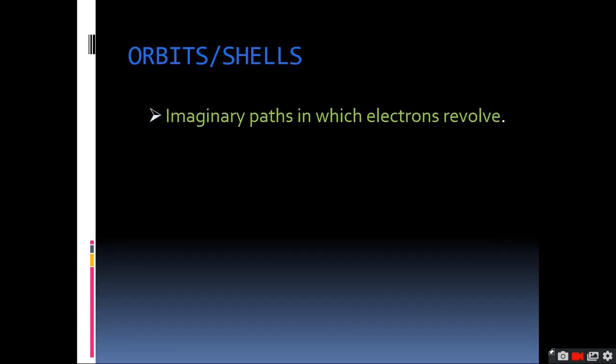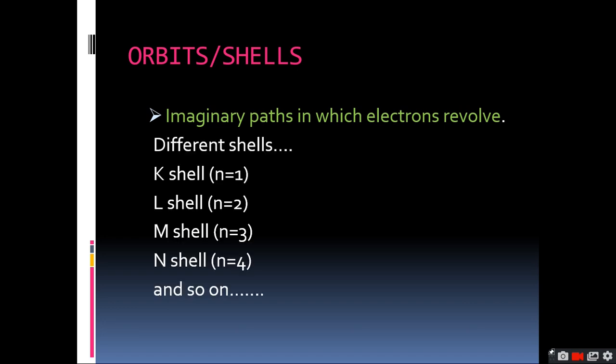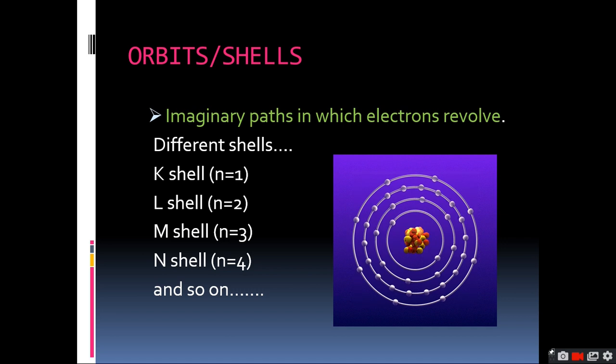Orbits or shells are imaginary paths in which the electrons revolve. In an atom, they are named as the K shell, L shell, M shell, N shell, and so on. The K shell being nearest to the nucleus. So you can see here, nearest to the nucleus is K shell, then is the L shell, M shell, and N shell.